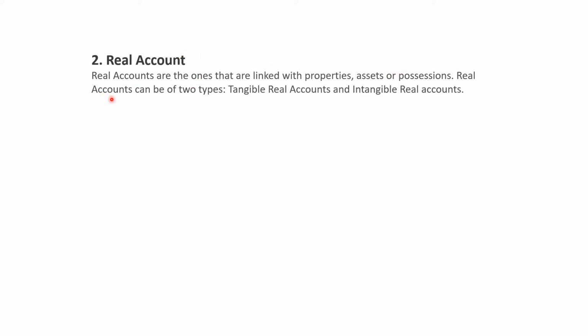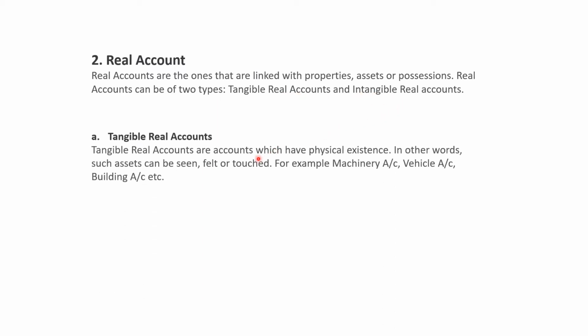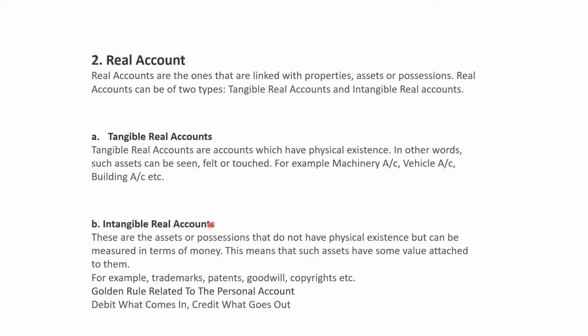So again, real account can be of two types, which is tangible and intangible. What are tangible real accounts? Tangible real accounts have a physical existence. For example, machinery, vehicle, building, furniture, plant, as in we talk about factory over here. All these are tangible real accounts. And intangible real accounts don't have any physical existence, but they can be measured in terms of money. For example, goodwill is a good example. Goodwill, you cannot see it, but it actually is an intangible real account.